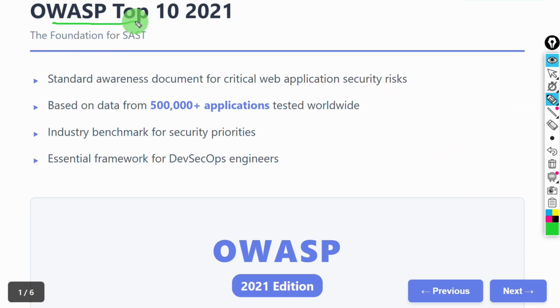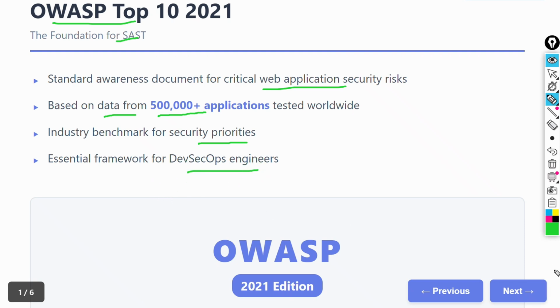So we all know OWASP stands for Open Worldwide Application Security Project. It provides security guidance for Kubernetes, Docker, as well as Web and API. As part of Web, we are going to consider that for SAST. It provides a standard awareness document for critical web application security risks, based upon actual data from around 5 lakh plus applications tested worldwide. So these set an industry benchmark for security priorities, like what needs to be prioritized first. And it is very essential for DevSecOps engineers.